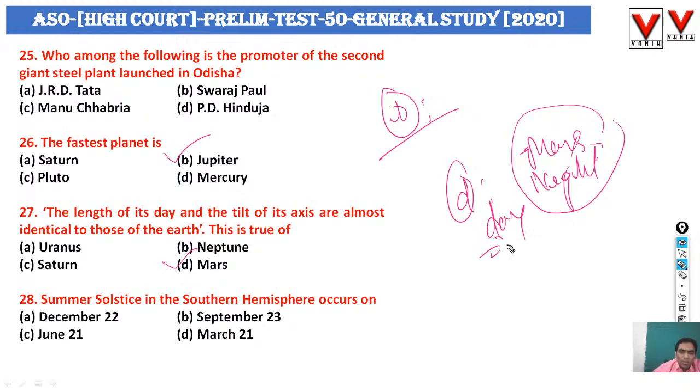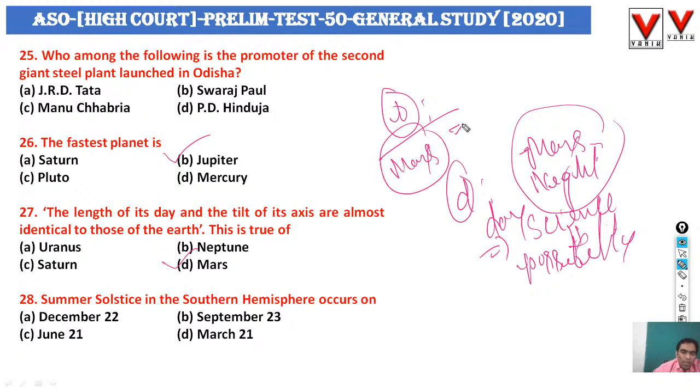So the science community is searching for the possibility of life. Whether there can be life on Mars or not. Because the environmental condition and the axis is tilted like the Earth's. So that is none other than Mars. Okay, so the right answer is D.